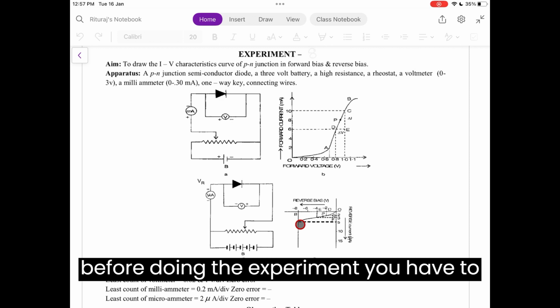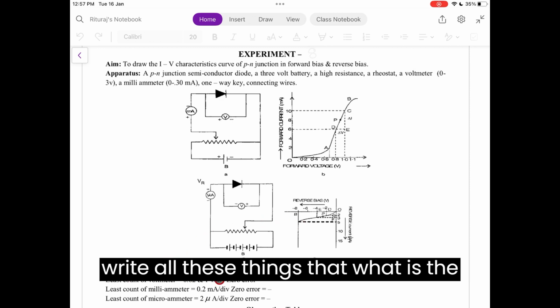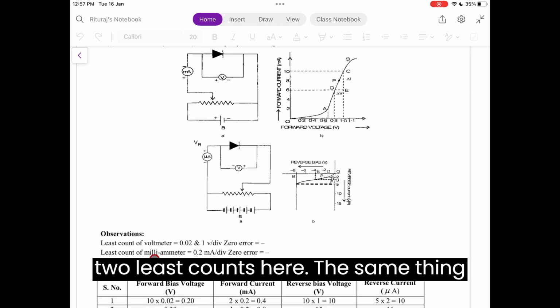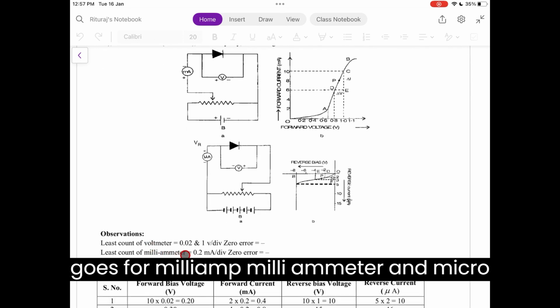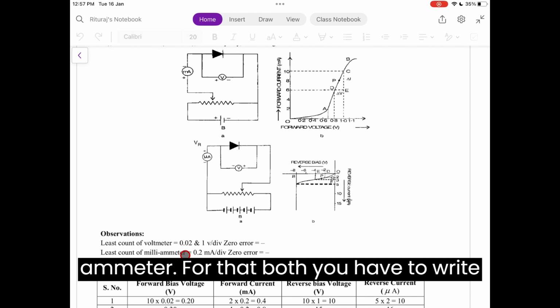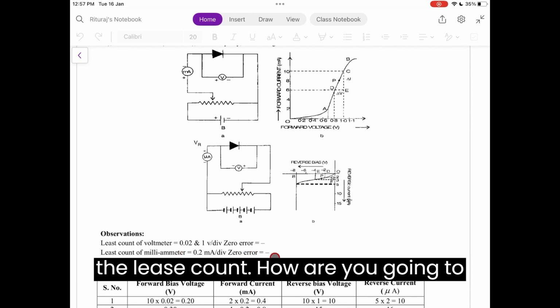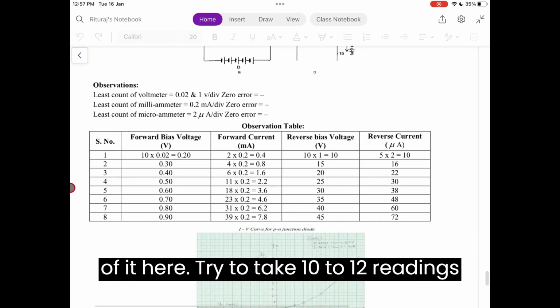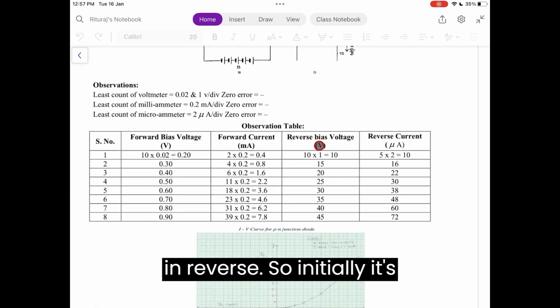Also, before doing the experiment, you have to write what is the least count of the voltmeter. There are two least counts here. The same thing goes for the milliammeter and microammeter. For both you have to write the least count. How you are going to make the observation table? You have to take more readings. I have shown very less of it here. Try to take 10 to 12 readings in reverse.